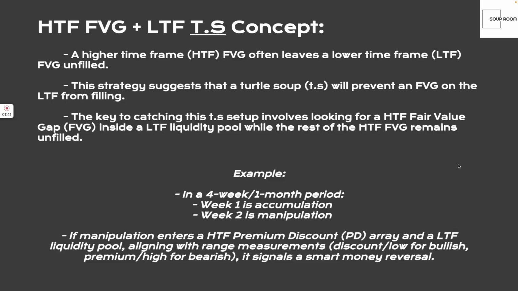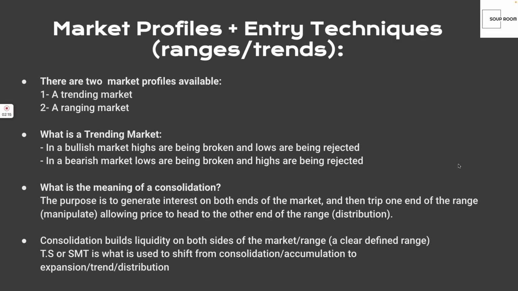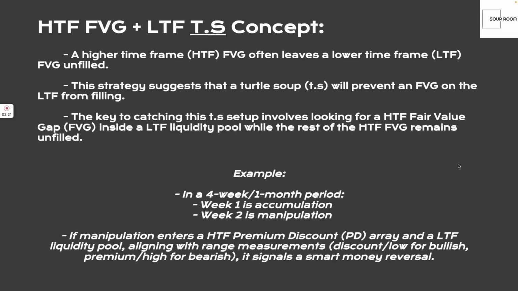Example, in a 4-week, 1-month period, week 1 is accumulation and week 2 is manipulation. If manipulation enters a high time frame premium discount array, a PD array, and a low time frame liquidity pool aligning with range measurements, discount when we are bullish, premium when we are bearish, it signals a smart money reversal. That is all I will mention for this concept.